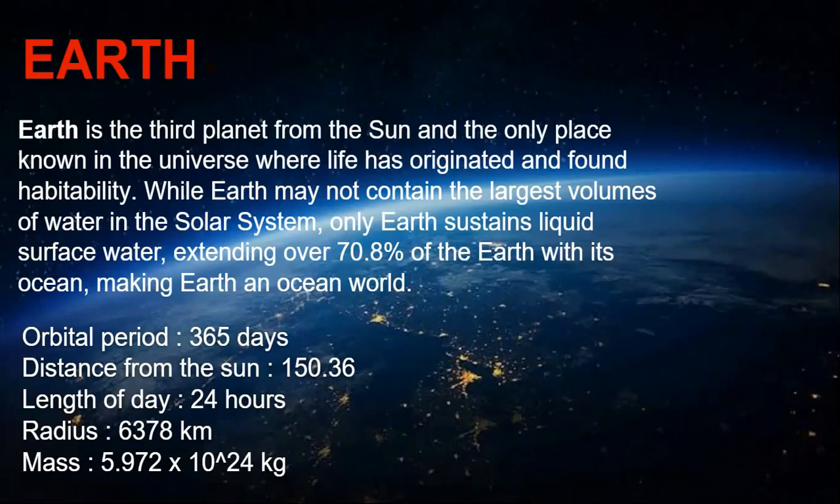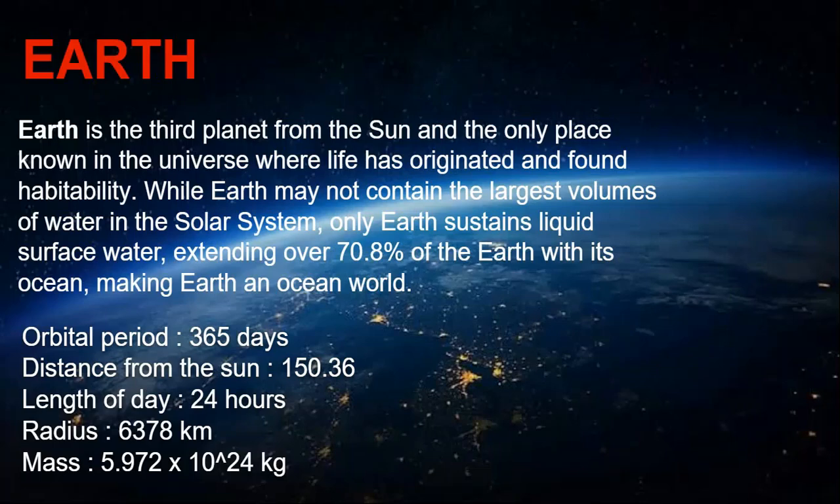Now let us learn about Earth. Earth is the third planet from the Sun and the only place known in the universe where life has originated and found habitability. While Earth may not contain the largest volumes of water in the solar system, only Earth sustains liquid surface water extending over 70.8% of the Earth with its ocean, making Earth an ocean world.